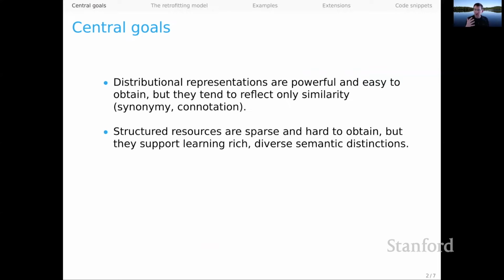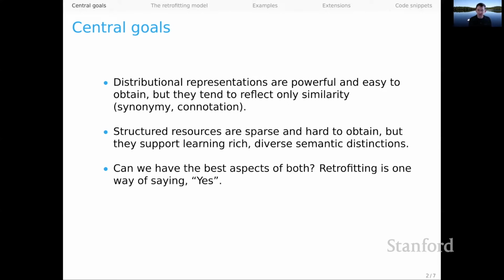On the other hand, structured resources like knowledge graphs, while sparse and kind of hard to obtain, support really rich learning of very diverse semantic distinctions. So the question naturally arises, can we have the best aspects of both of these? And the inspiring answer given by retrofitting is yes, we can combine them. The original method for doing this is due to this lovely paper, Faruqui et al. 2015, which I'm going to be giving a brief summary of in this screencast.